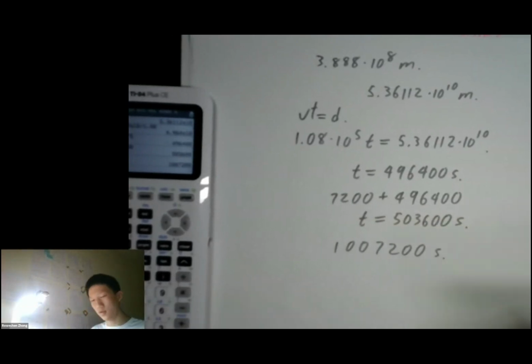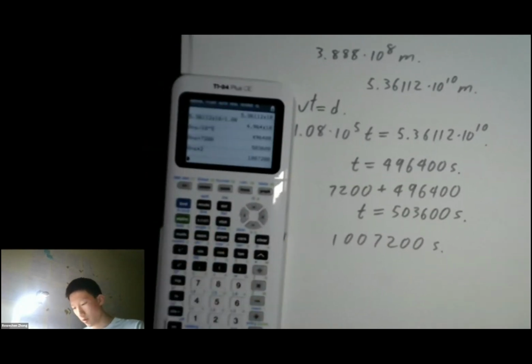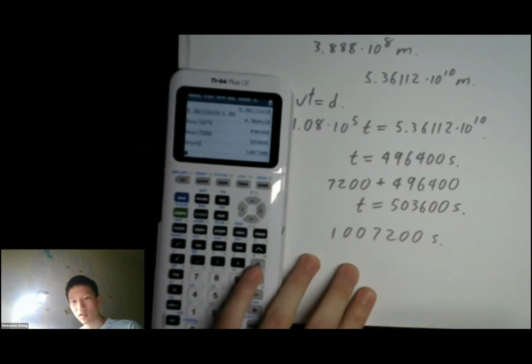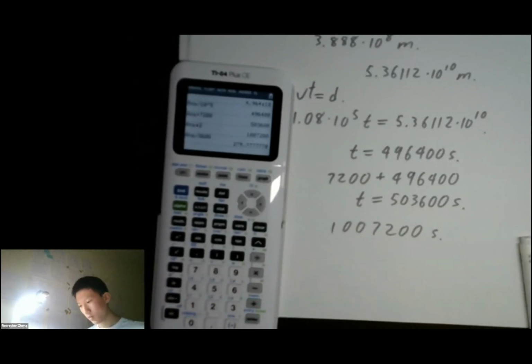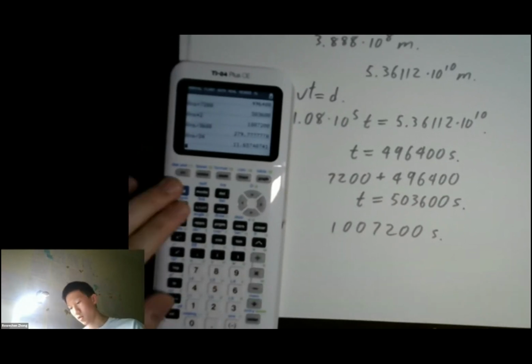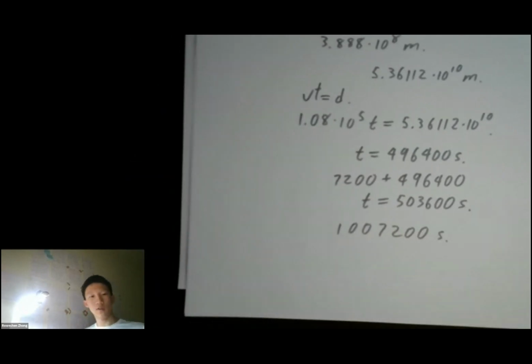1007200 seconds. How many hours is that? How long did it really take? According to my calculator, this is roughly 280 hours, 11.6 days. So around 11.5 days.